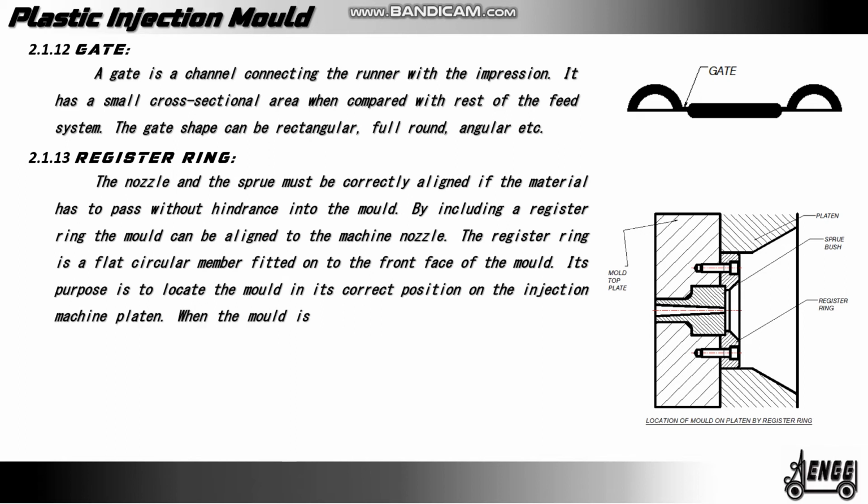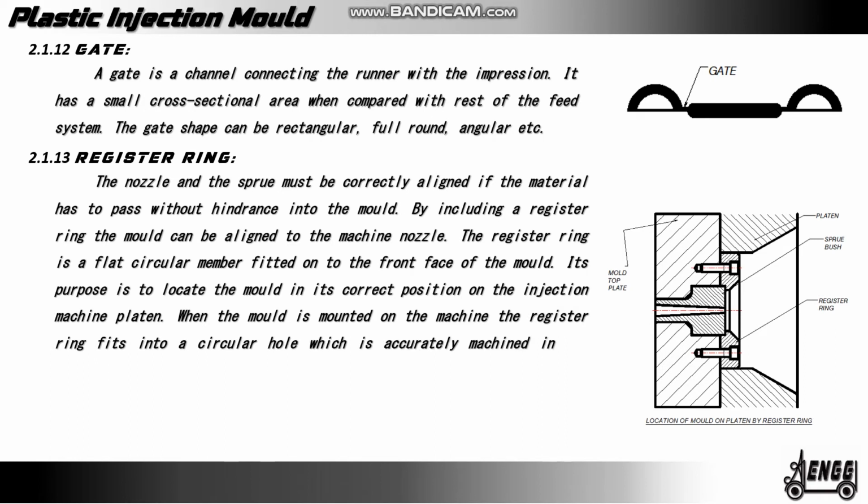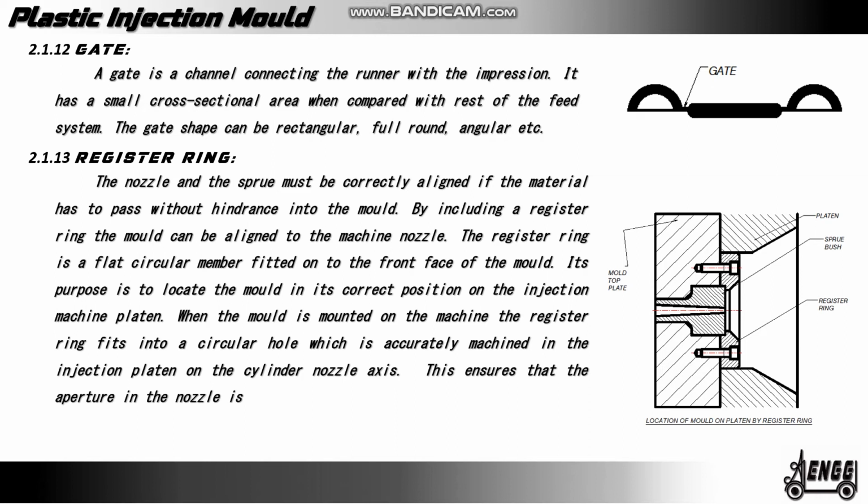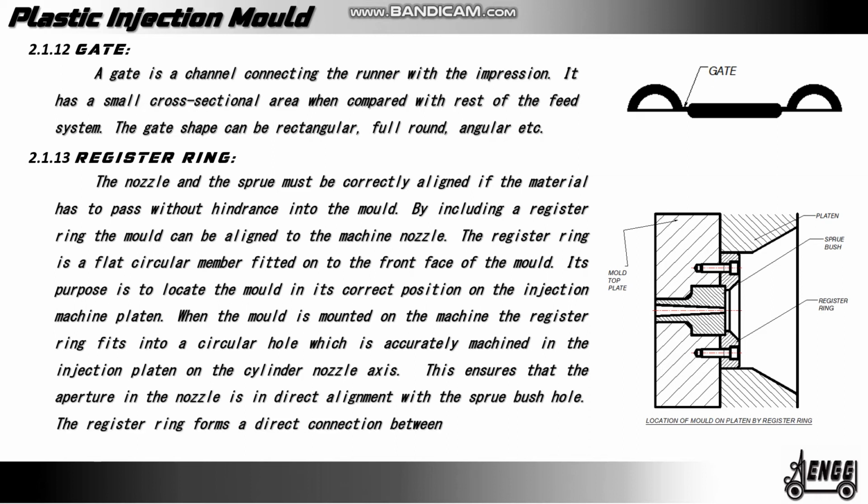When the mold is mounted on the machine, the register ring fits into a circular hole which is accurately machined in the injection platen on the cylinder nozzle axis. This ensures that the aperture in the nozzle is in direct alignment with the sprue bush hole. The register ring forms a direct connection between the sprue bush and the hole in the injection platen of the machine. Spherical seating and flat seating.